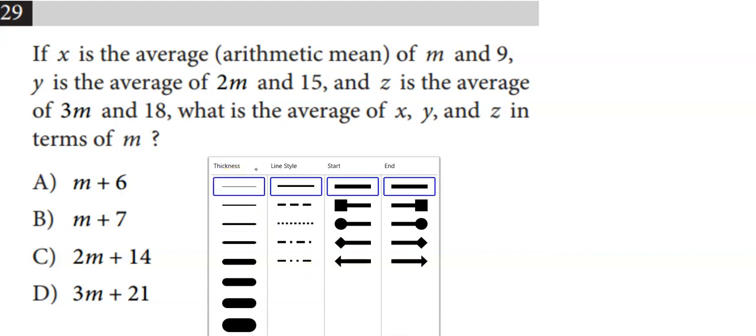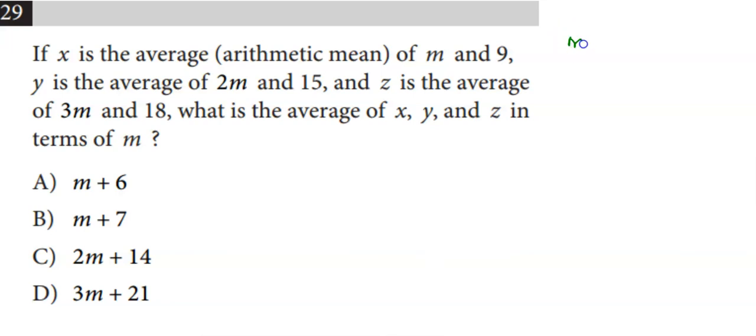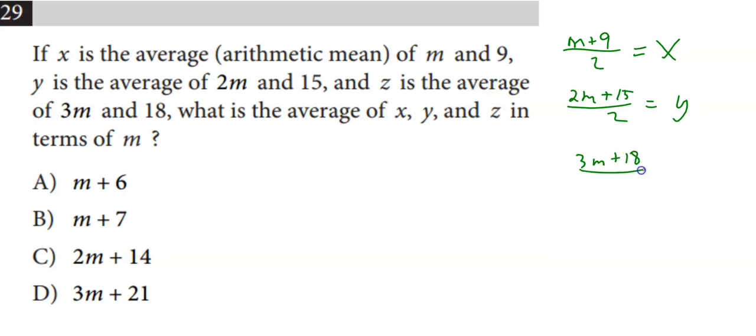Let's see. So x is the average of m and n. So if I average m plus n, if I add them up and divide by 2, I get x. If I add up 2m plus 15 and divide by 2, I get y. That's the average. If I average 3m plus 18 over 2, that's a 2, equals z. So what is the average of x, y, and z?